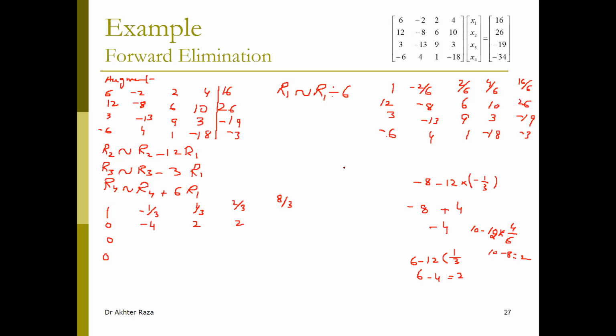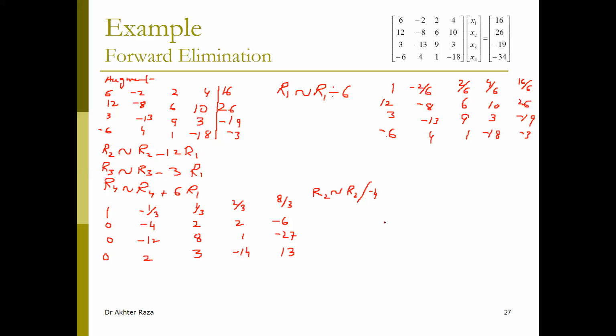Now the last one is what? Last one is 26 minus 12 times 8 by 3. So this is 3 4s are 12. So 4 by 8 and 26 minus, it is 32. 26 minus 32 is minus 6. So I have minus 6 here. So this is the row number 1 after some row operations.